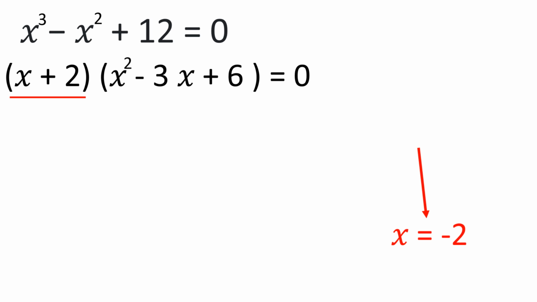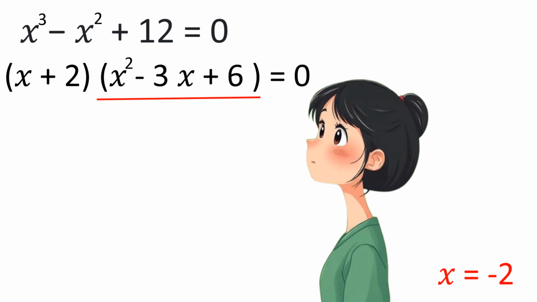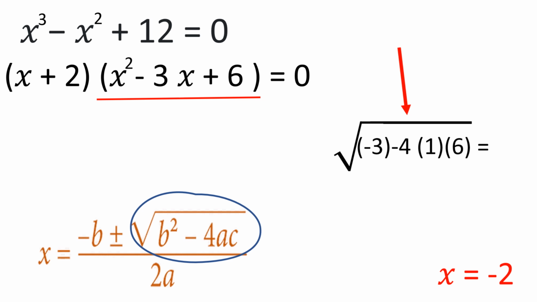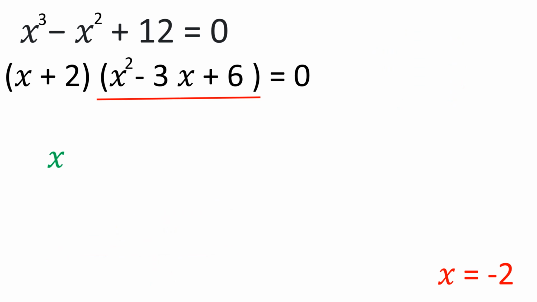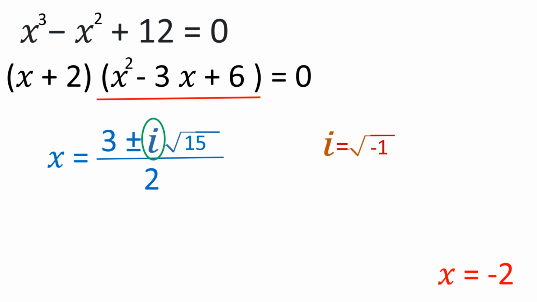And for this quadratic part, I will not bore you by solving the quadratic equation. We can simply use the quadratic formula, but just let me show you one thing: that the part under the square root, or b squared minus 4ac, is negative, which means the roots are not real, or we can say complex in nature. We get x equals 3 plus or minus i times the square root of 15, upon 2. See this i part? That means we have a complex root. i equals square root of negative 1.